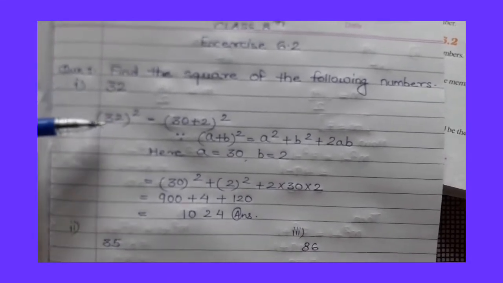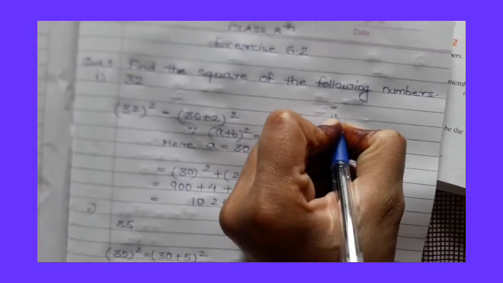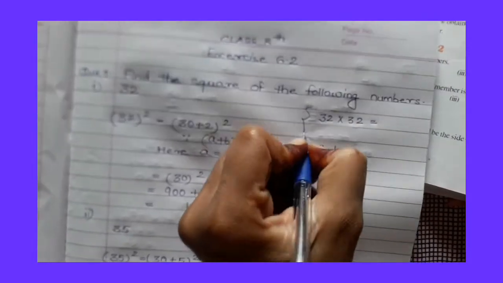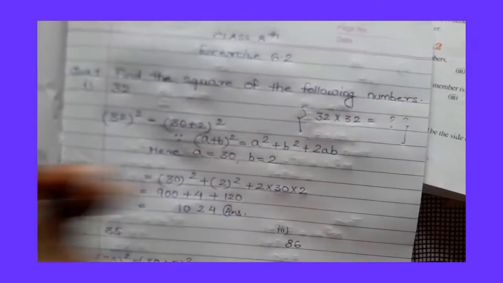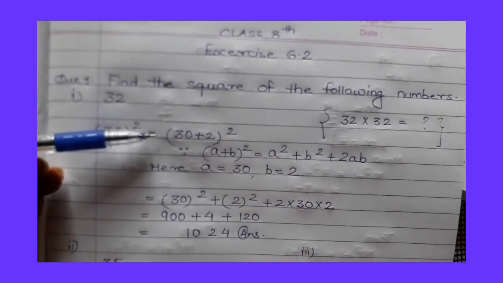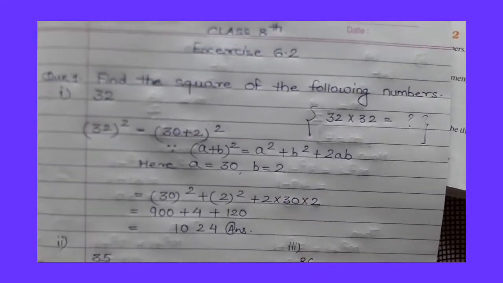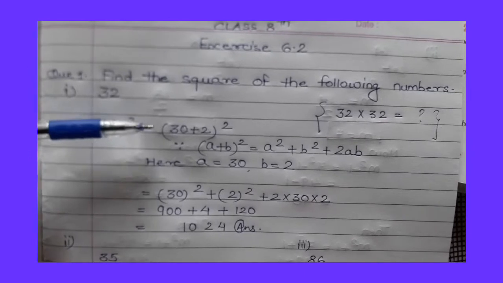आपको 32 का स्क्वायर करना है. Generally what we do when we have to find square of 32, we do 32 multiply by 32. Whatever answer we get is our answer. ठीक है. But here we are having some shortcut method, so we are not supposed to do directly multiplication. ठीक है. इससे easier method we are having.